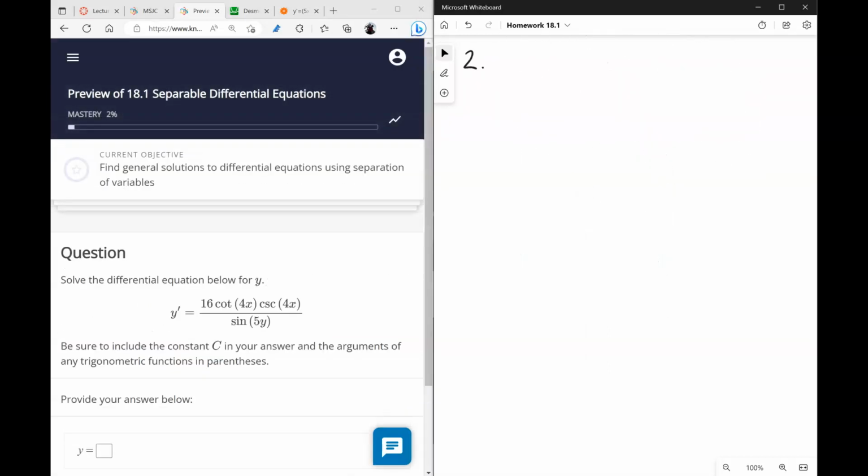Let's take a look at the other problem. Once again, we have a separable differential equation. How do we know it's separable? Because we can rewrite it as a product of a function of x and a function of y.